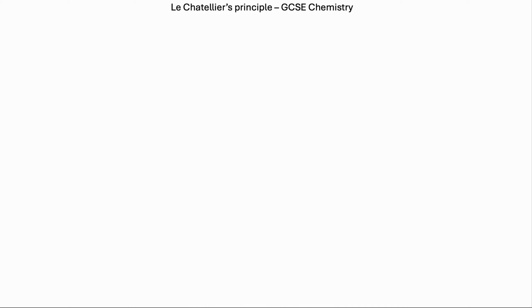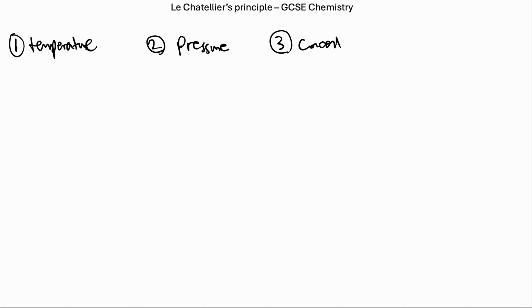change due to temperature. So the first factor, which is temperature. Second factor, pressure. And the third factor, concentration. So changing any one of these three things could shift the equilibrium either towards the product side or backwards toward the reactant side. Temperature, pressure, and concentration.